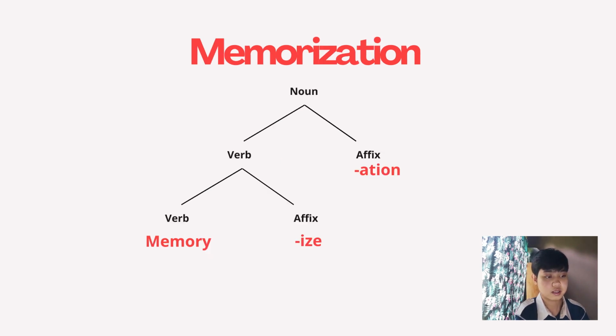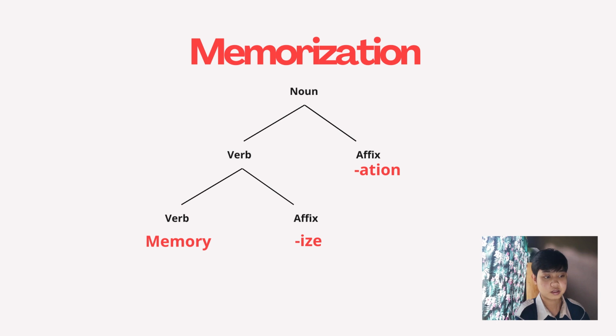And the next word is memorization. The word memorization consists of the root memory, as a noun, and two suffixes, ize and ation. The suffix ize forms a verb, like memorize. It's a verb, right? And then there's the suffix ation that forms a noun, memorization.